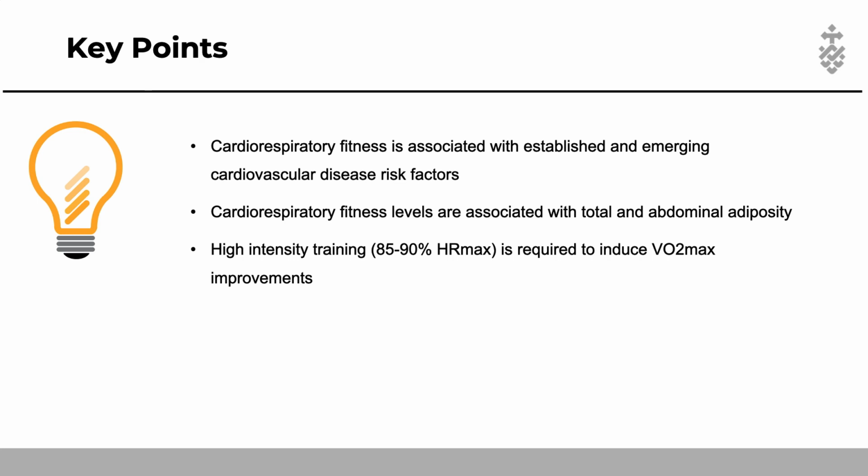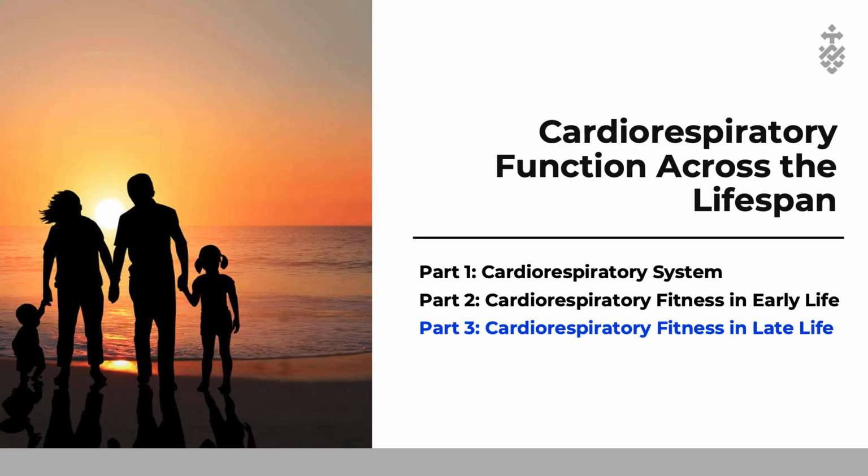And finally, it's important that when training to improve VO2 max, we must meet the appropriate intensity guidelines or recommendations of 85 to 90% of heart rate max. So let's say your heart rate max was 200, you'd be attempting to sit at around 170 beats per minute through your session. Okay, guys, so on to part 3 of this lecture.